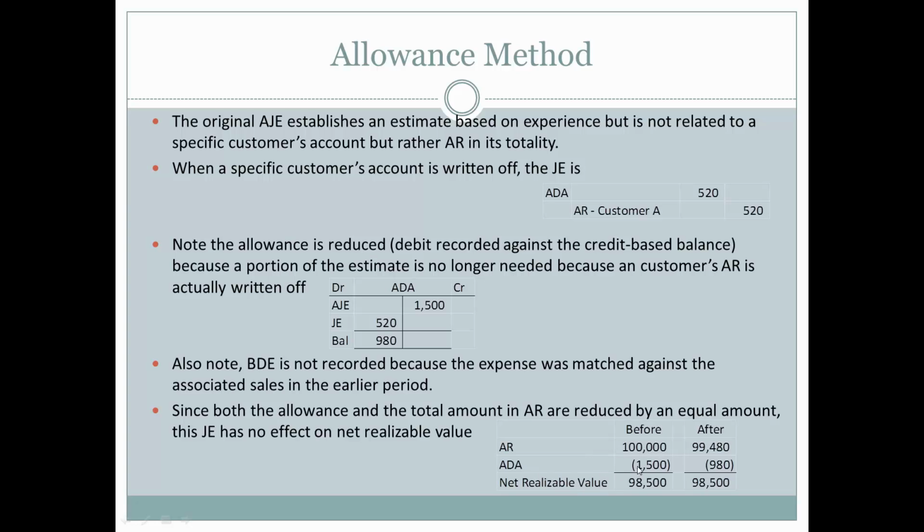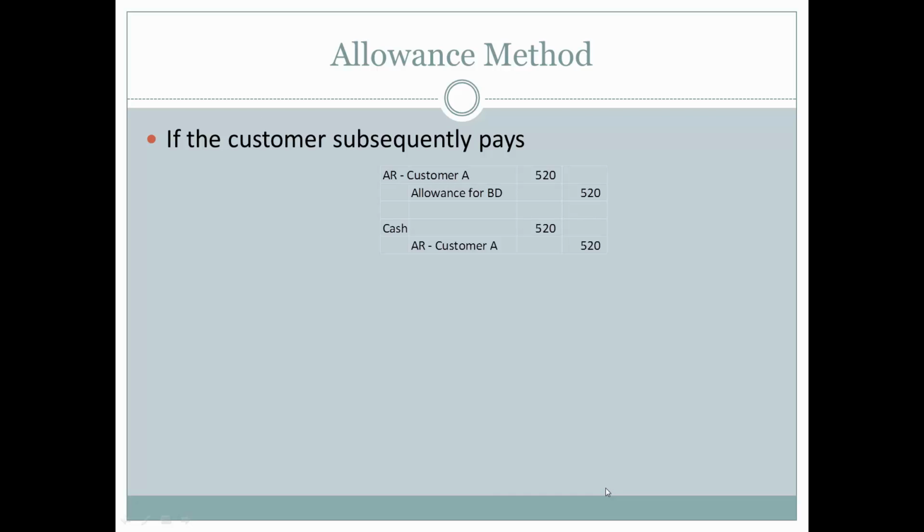Allowance for doubtful account was $1,500. Net realizable value was $98,500. Now we've written off a specific accounts receivable for $520. Our allowance for doubtful account has also been reduced by $520. See here? And so now our net realizable value is the same.